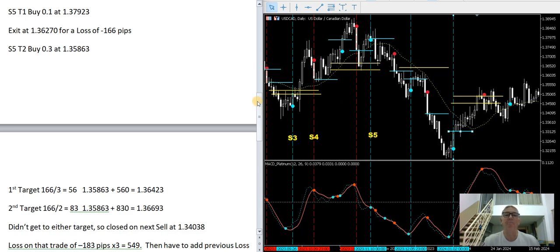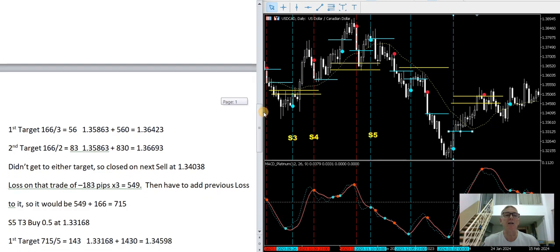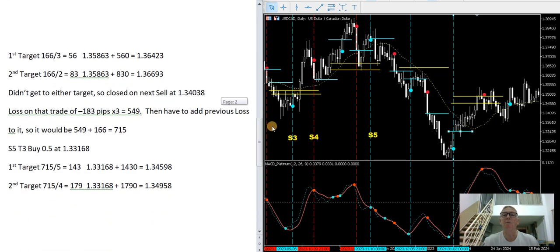So it's not looking good. So we've missed target 1. Let's move that down. So it's gone up a little bit, hasn't reached the target, dropped down, another red QMP filter dot. Exit there. So we're taking another loss. You can see it's not a valid sell signal.